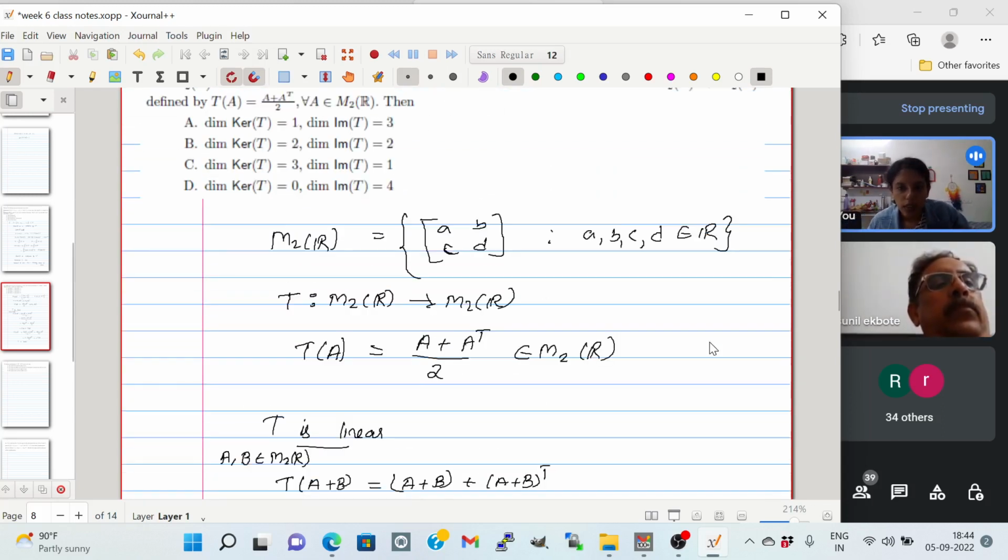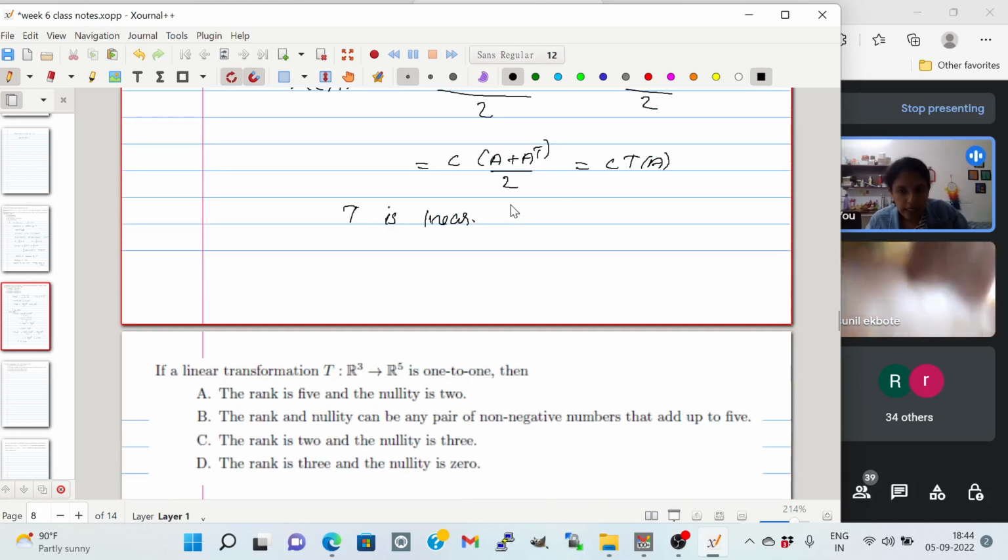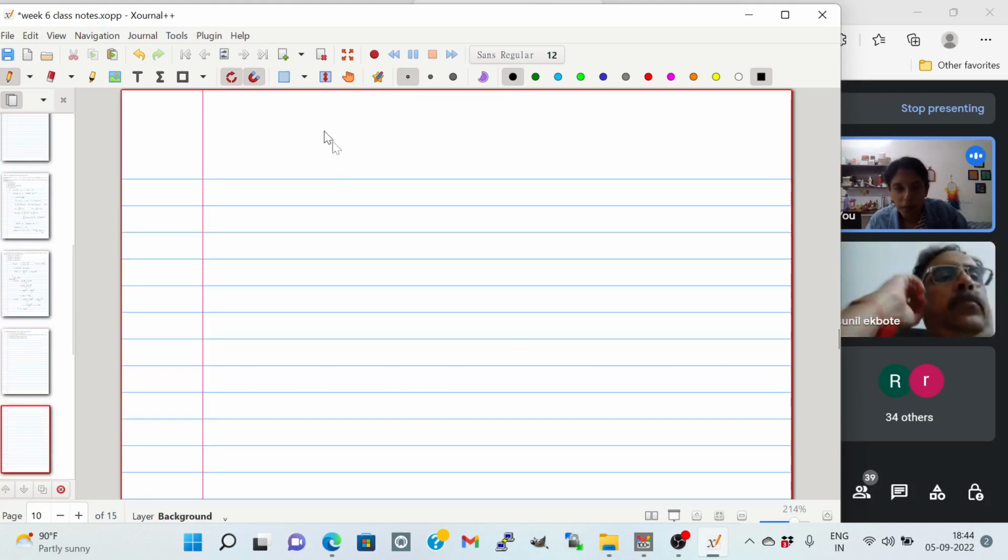Now, we just check the condition. T is already given as a linear transformation, so we just verified it. Now, the question is the dimension of the kernel of T and the dimension of the image of T. We need to find both these values. First, let us go to the kernel of T.